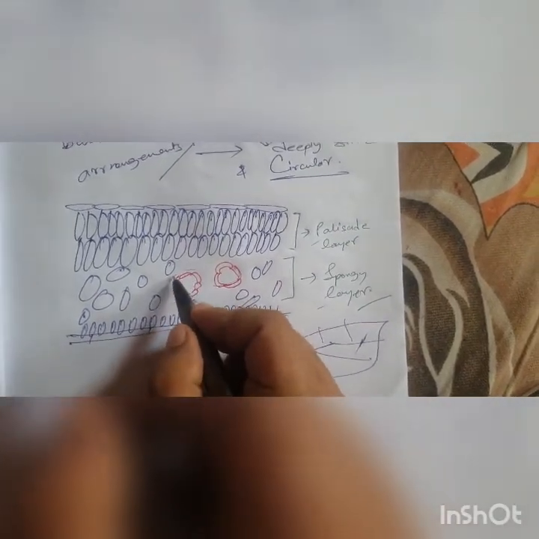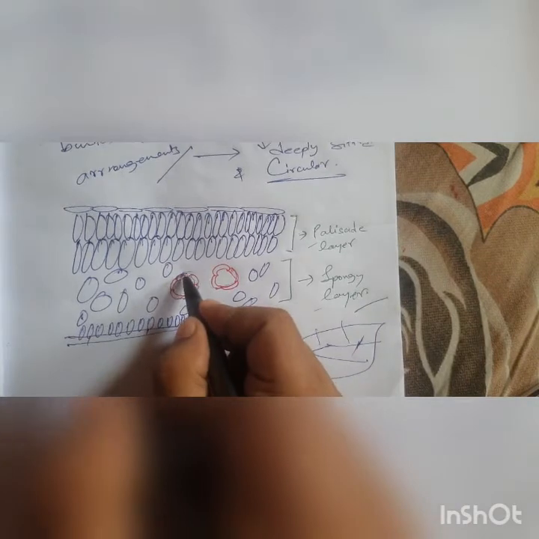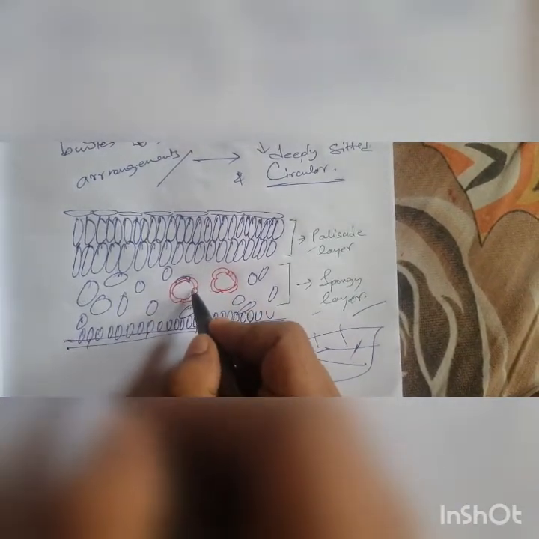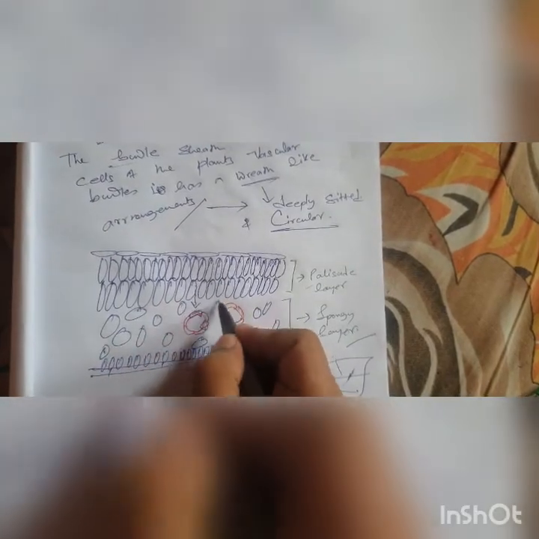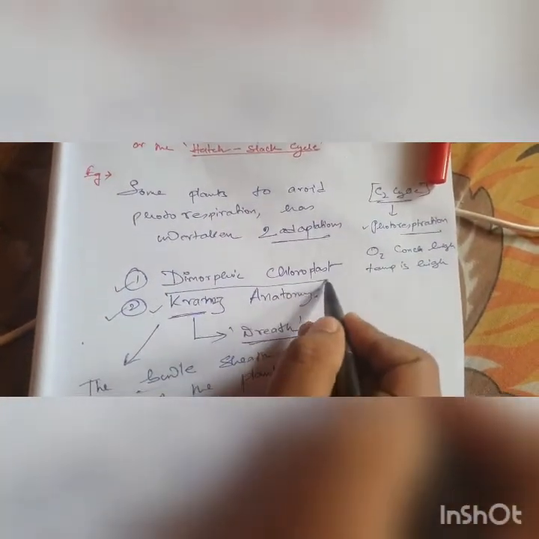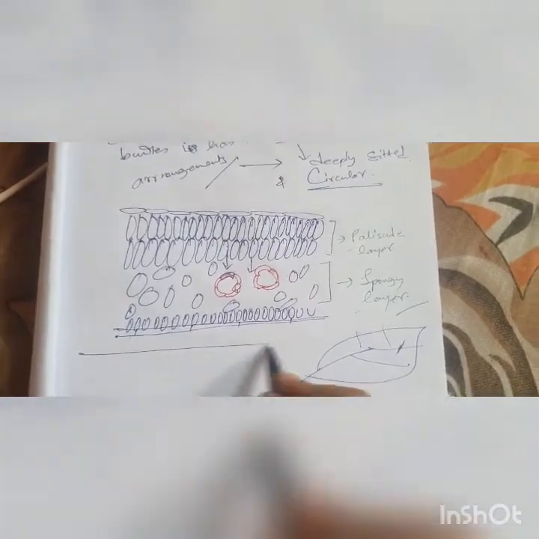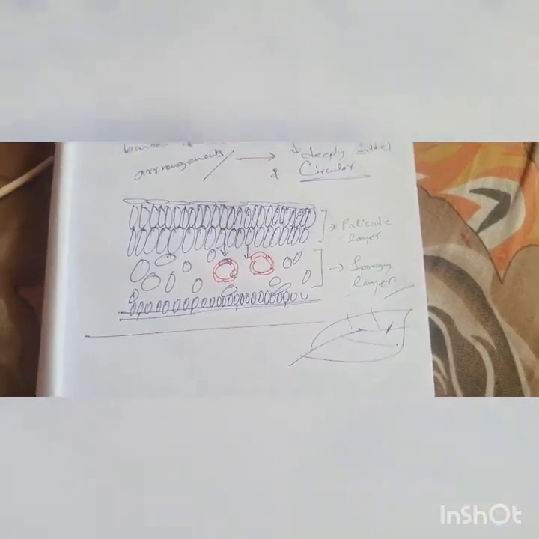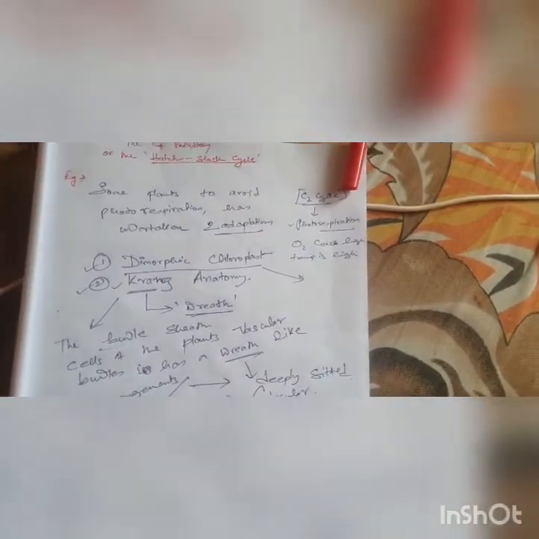Okay, the bundle sheath cells are the covering cells of the vascular bundles. They are circularly arranged in this way. So this is called Kranz anatomy, and they are deeply seated. The two types of chloroplast, the dimorphic chloroplast, are the granal and agranal chloroplast. Now if you have understood up to this much, keep this in one portion of your mind.